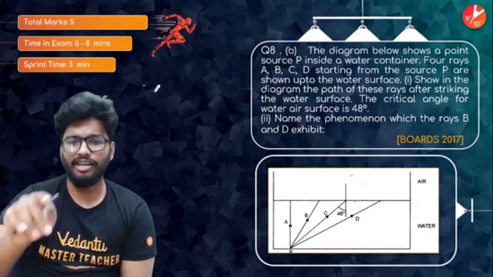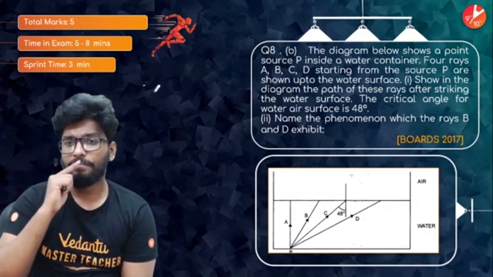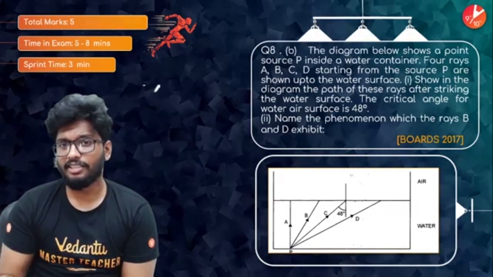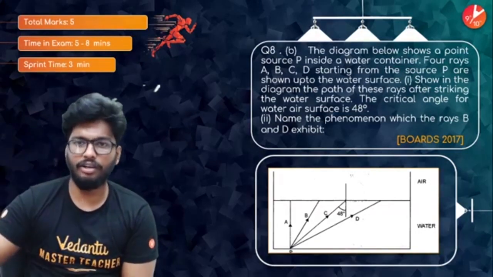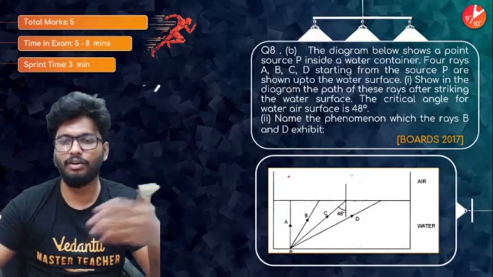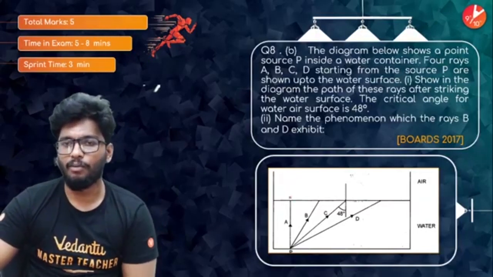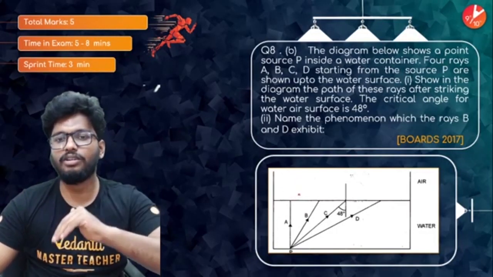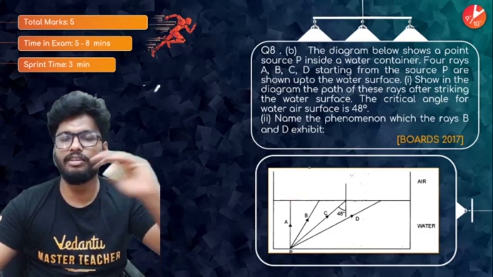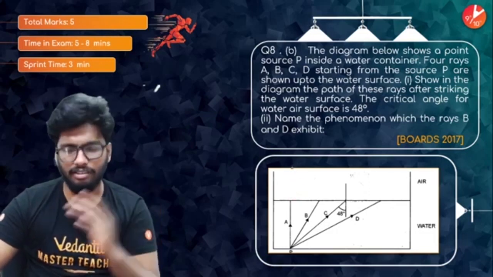So there are 4 rays of light, all starting from the point P. The critical angle is given as 48 degrees. You have to show what happens to the rays of light once they hit the surface of separation, and also name the phenomena the rays of light B and D are exhibiting. Again, it's the same question.